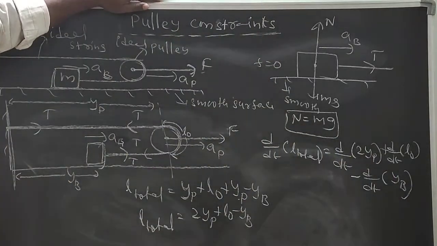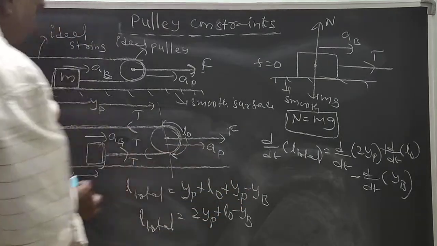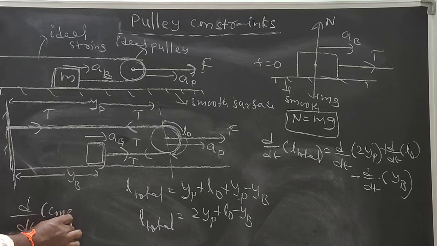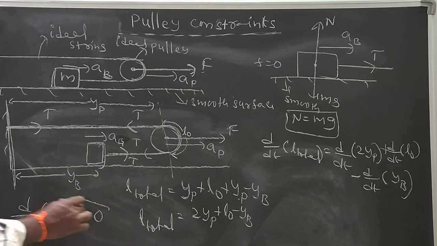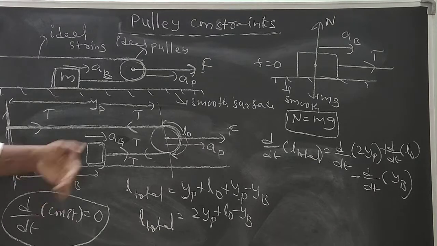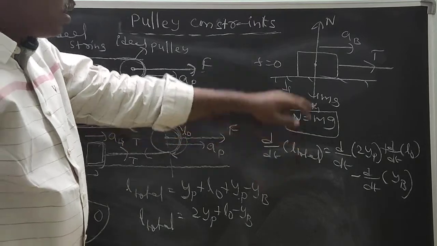This is the differentiation. Here, differentiation of any constant, d by dt of a constant, we know that. What is the value? This value is 0. Differentiation of any constant is 0. Here the length is constant, the total length of the string is constant.